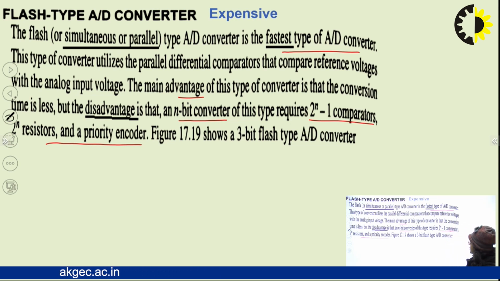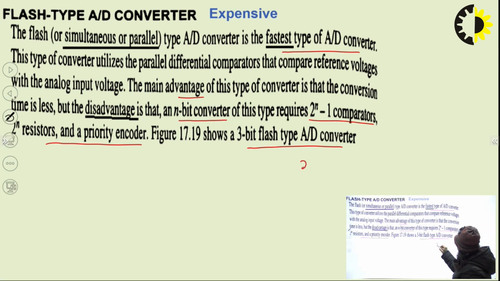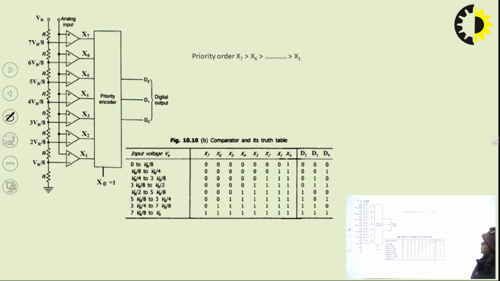So we take a circuit of a 3-bit flash type AD converter. For 3 bits, it requires 2 to the power 3 minus 1, that is 7 comparators, 2 to the power 3, that is 8 resistors, and 1 priority encoder. So we move towards the circuit. This is a 3-bit flash type A to D converter. It requires a priority encoder. We can see here 7 comparators and 8 resistors.